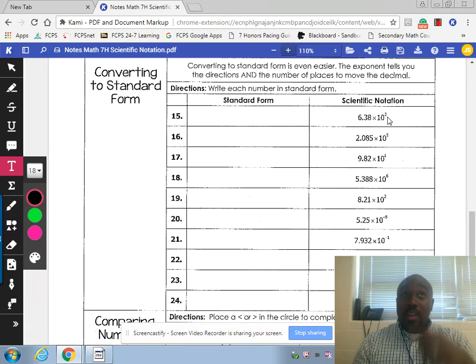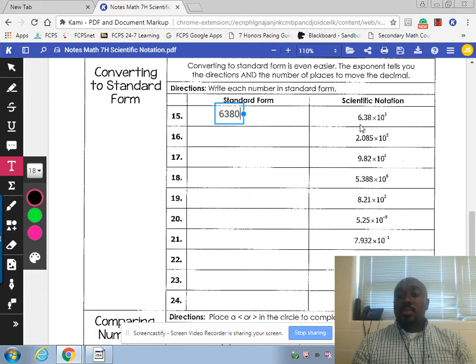And when I think to my head, which way are the numbers positive on the number line? Well, they are positive on the right side. So we're going to move our decimal 3 places to the right. So we move it 1, 2, 3. Well, notice that we have an empty space there. So since we have an empty space, we're going to add a 0 there. So we end up with the number 6380.